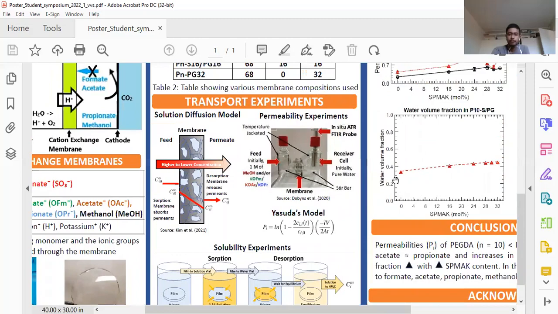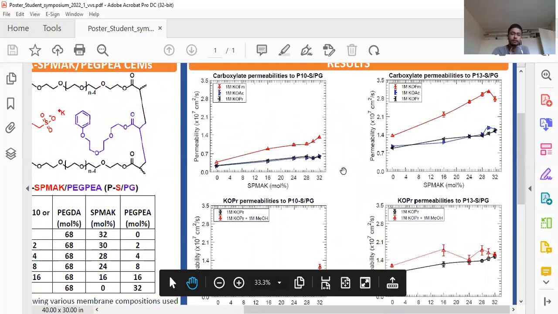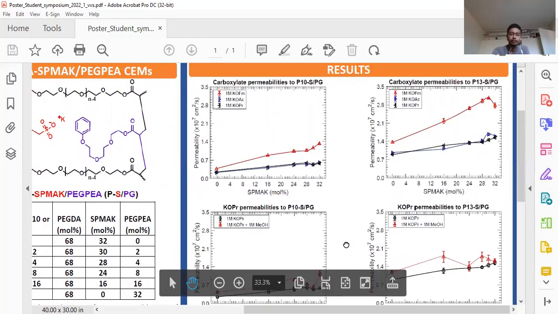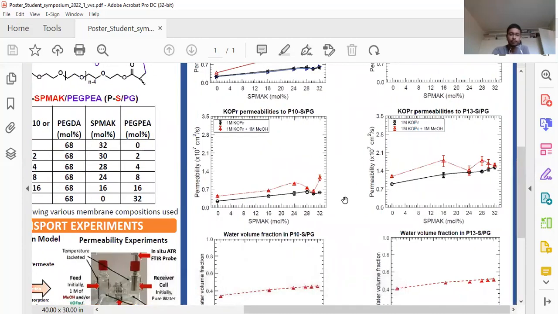So till now we have performed the membrane permeability experiments for various solutes as discussed previously, and we have found that the permeabilities of formate ions are much higher than the permeabilities of acetate ions and propionate ions, and the results are consistent with two different crosslinker chain lengths. We have also found that the permeabilities of carboxylate ions increase in co-permeation with fast-moving methanol molecules, as shown here in these middle two graphs.